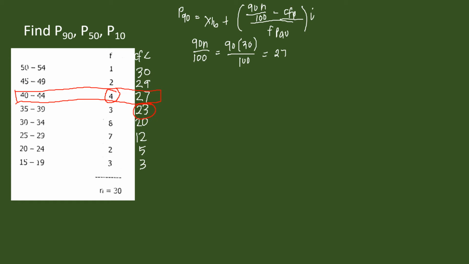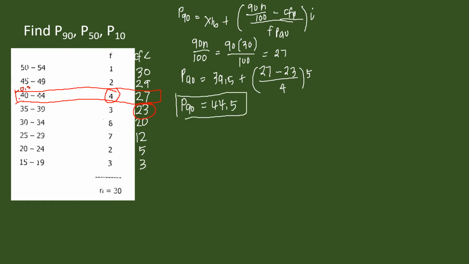Then I will now substitute. For the lower boundary, all we need to do is look for 40 and then we subtract 0.5. So we will have P90 equals 40 minus 0.5 is 39.5 plus 27 minus 23 over 4 times 5. We need to solve first the one in the parentheses. 27 minus 23 is 4. 4 divided by 4 is 1. 1 times 5 is 5 plus 39.5. P90 is 44.5.